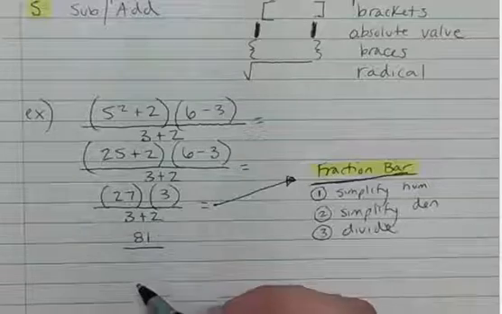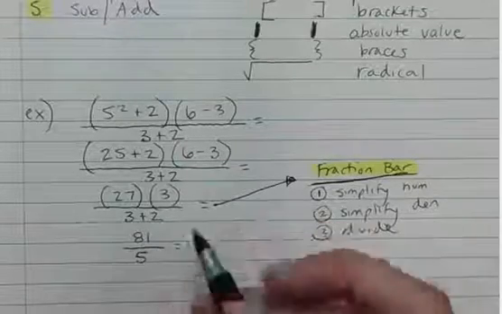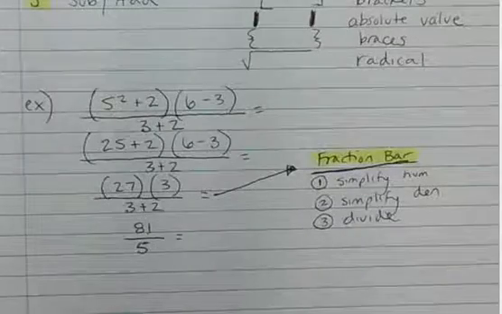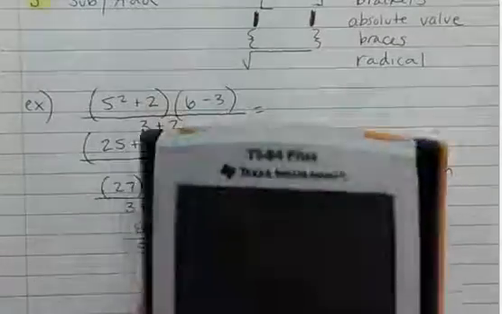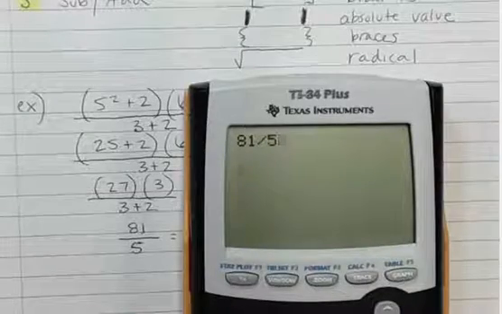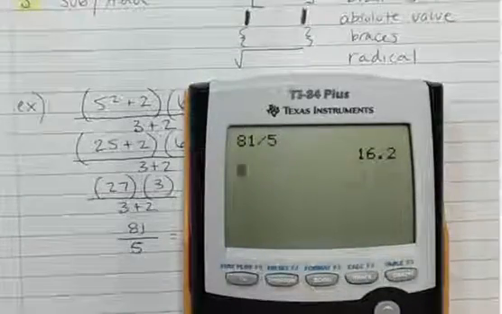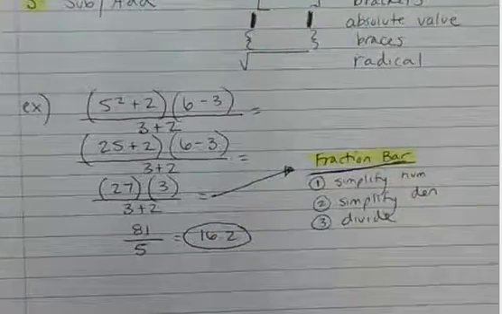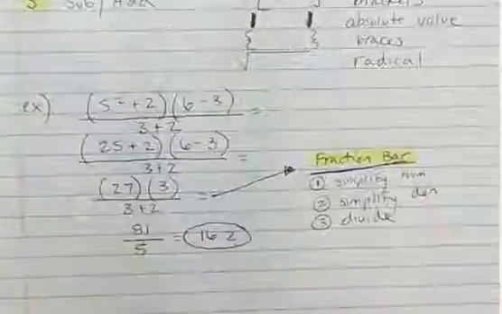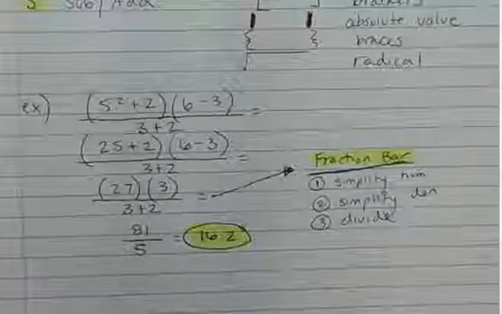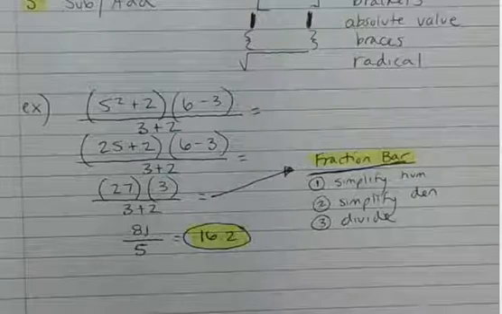3 plus 2 is 5. So I simplified the top, simplified the bottom. And I'm going to go ahead and enter that in my calculator. Welcome to algebra. You could use your calculator on everything. I have 81 divided by 5, and I end up getting 16.2 as my answer. And I am completely finished. So 16.2 would be my answer for this expression using order of operations.